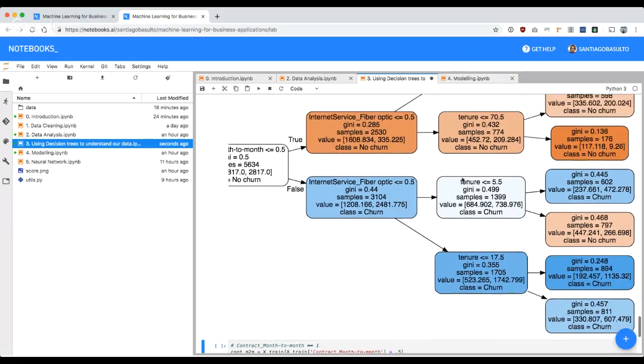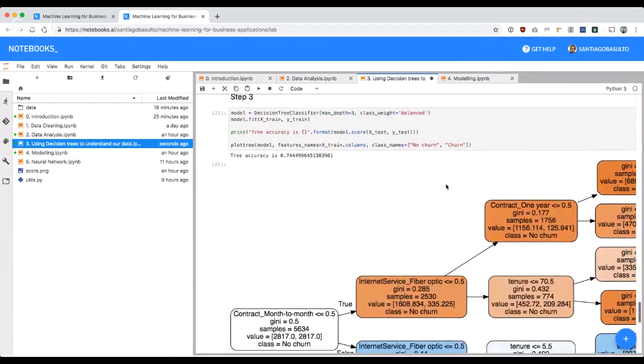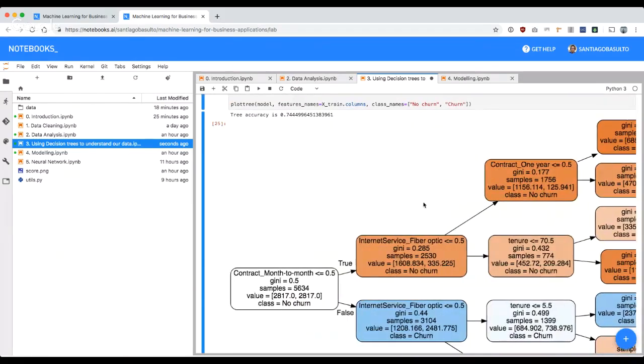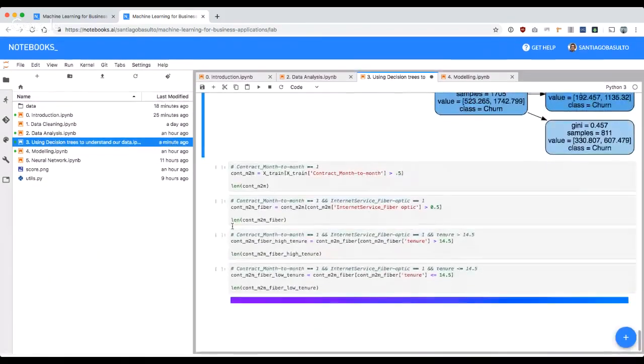So again, a decision tree is usually not used to predict things. It has the limitation that it's going to be overfitting things. It has this tendency of overfitting, but it's very good to have a good understanding of what are those important variables when we need to predict the outcome of a user.